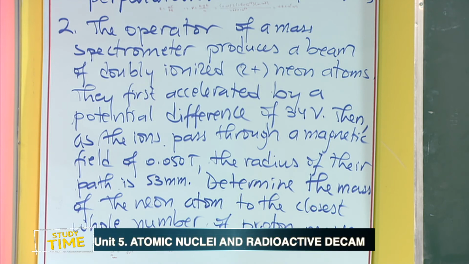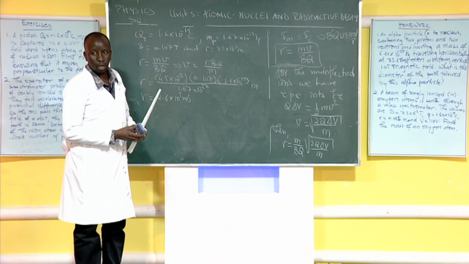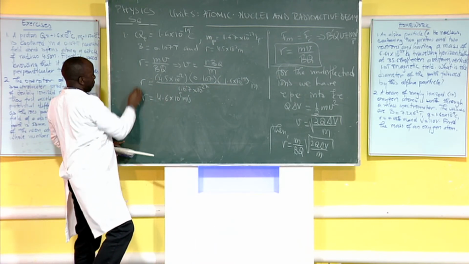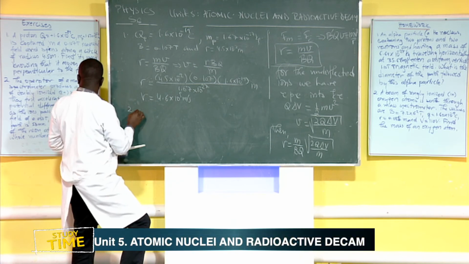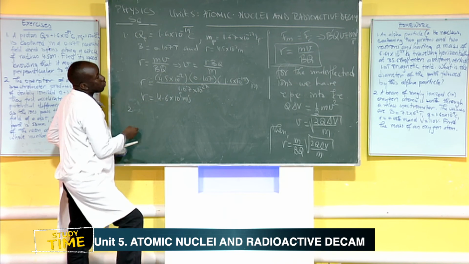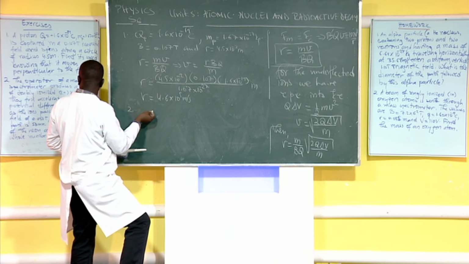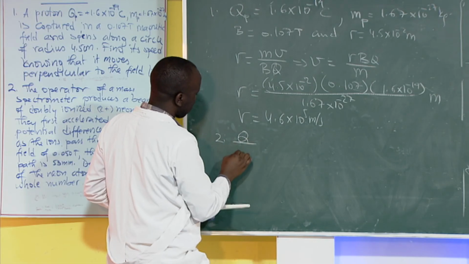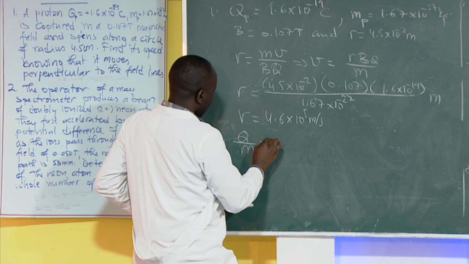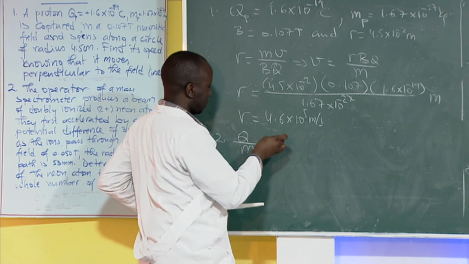Now, students, let's have again the data, and then we substitute, okay? So this is for number 1, then for number 2, what do we have? Just to be quick, remember the expression that we have used for this one. We have said that the charge to mass ratio is equal to, do you remember that? Okay, students.